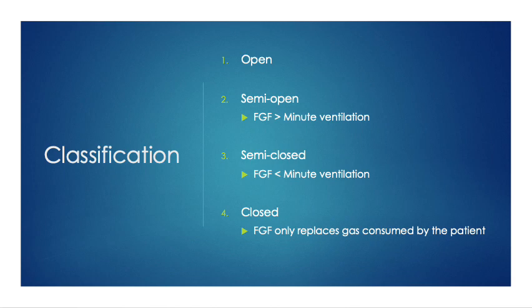Third type is semi-closed, where your fresh gas flow is typically less than minute ventilation. We have other components of the breathing system or circuit that allow that to be possible. The majority of our anesthetic breathing systems on the anesthesia machine are semi-closed. And then the fourth category is a closed breathing system. This is where fresh gas flows only replace gas or oxygen that's being consumed by the patient.